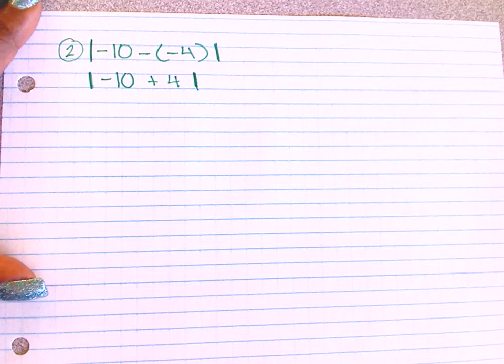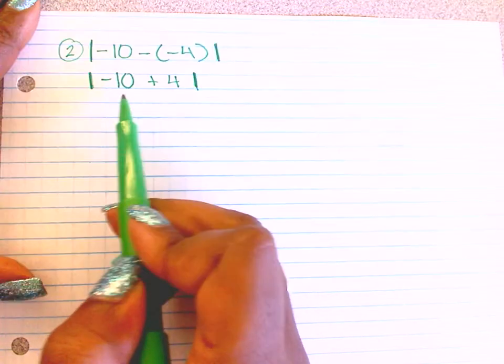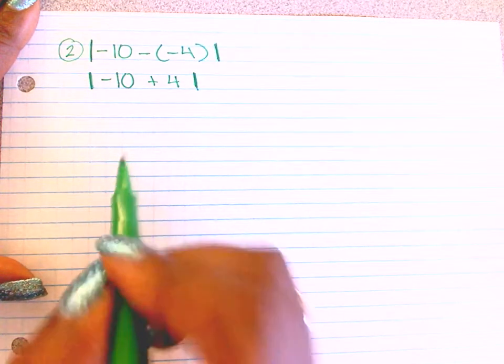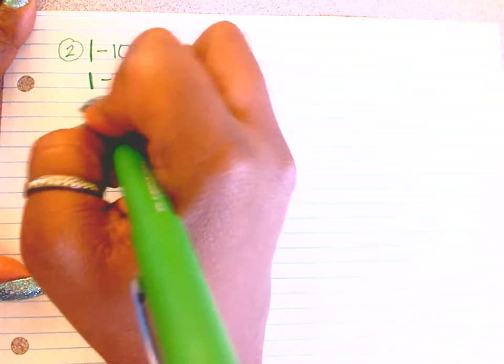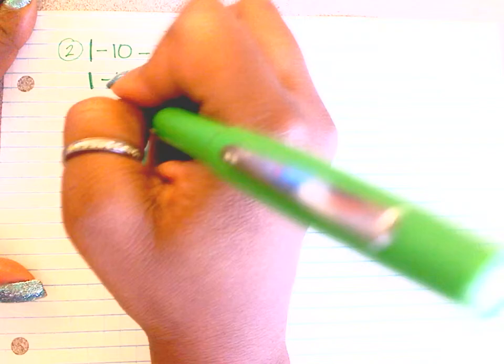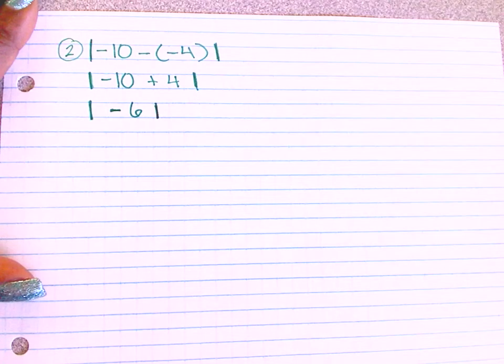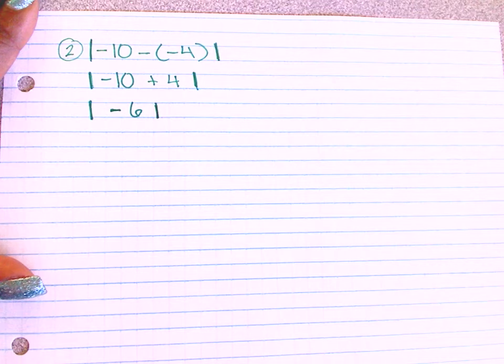So I took that step. Now I'm good. I can see the operation. Same signs, add and keep, different signs, subtract. These are different signs, so I subtract. And I keep the sign of the higher number, so it's going to be a negative. 10 minus 4 is 6. So then I think, how many spaces from 0 is negative 6? Oh, 6.